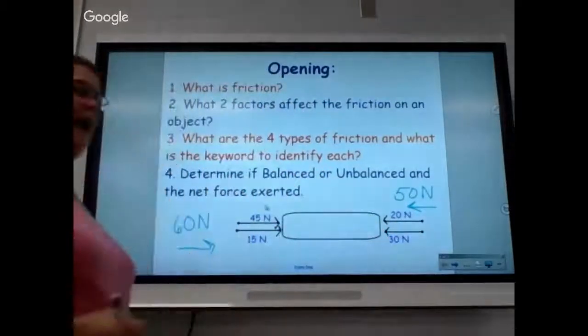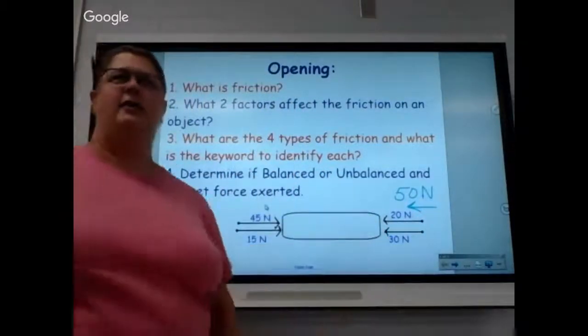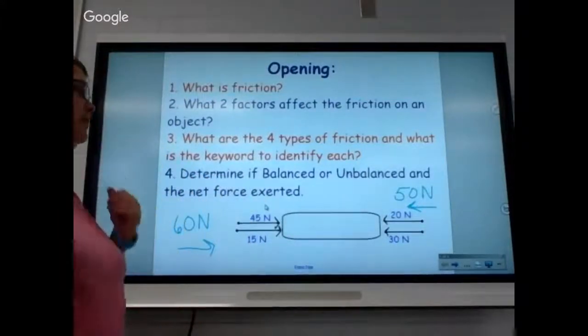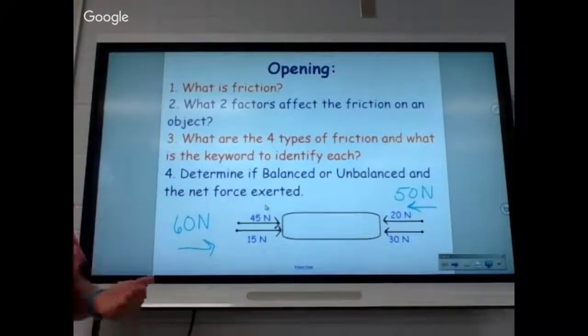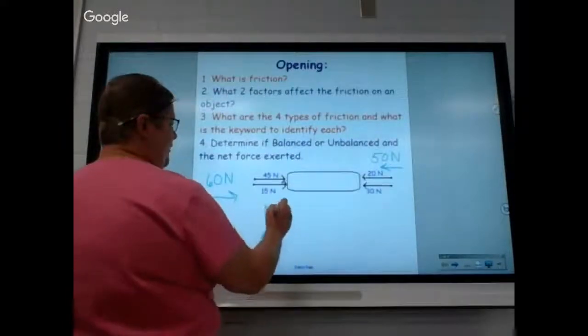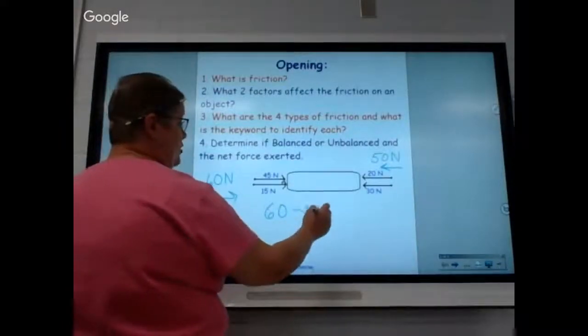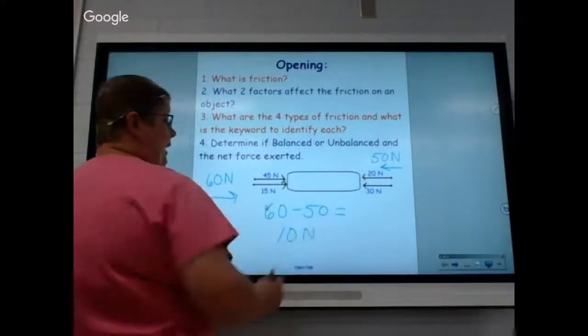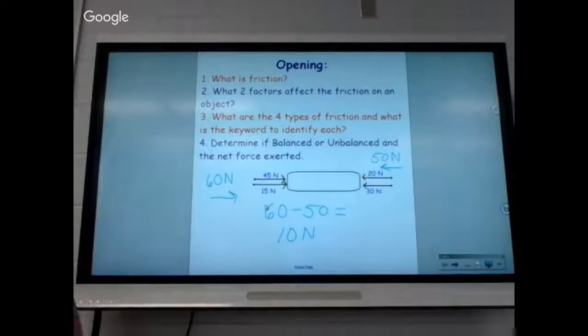Now, if I have 60 going to the right and 50 going to the left, what do I do? Subtract. All right, so 60 minus 50 because they're going in opposite directions, right? So we get 10 newtons. Now, a lot of people on the quiz and on the test, when we take it probably Friday, just write that. Are you getting your points?